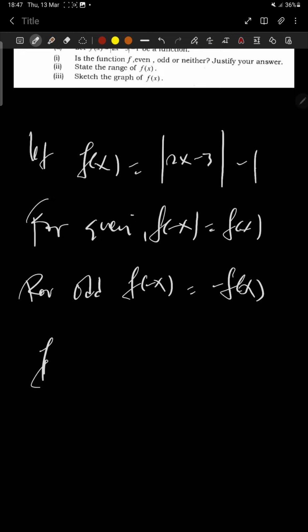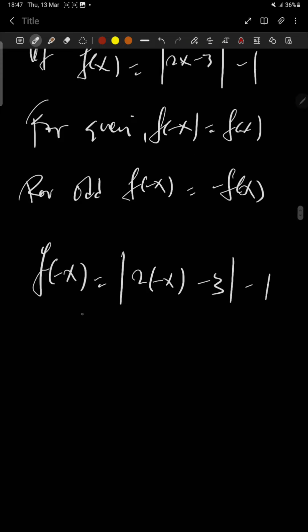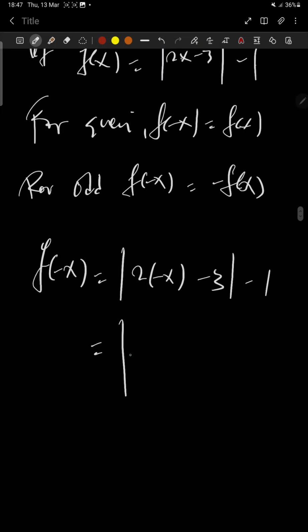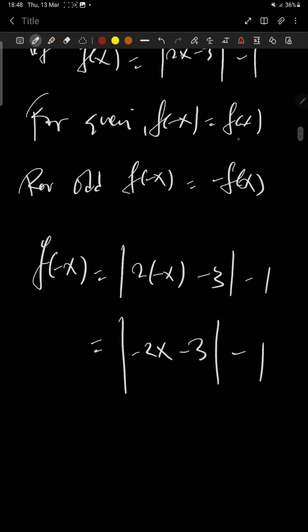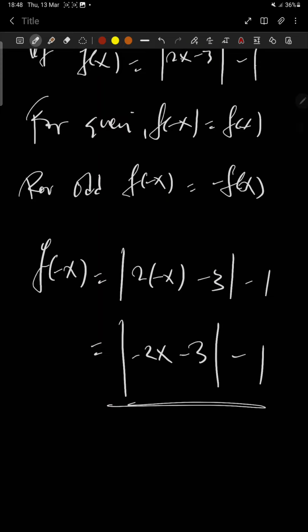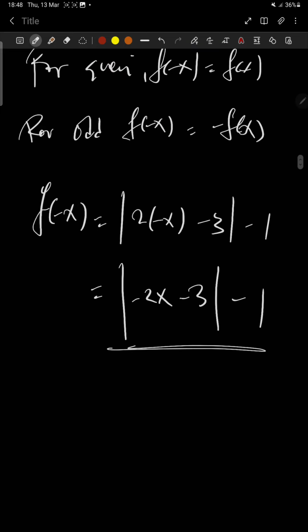So let's check now. What does f of negative x mean? It means where there is x, replace it with negative x. So this will be modulus of negative 2x minus 3, minus 1. Now guys, the question I would ask you is this: is this the same as the original function? No, it's not, isn't it?